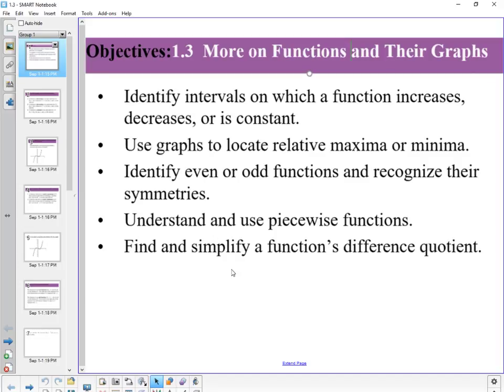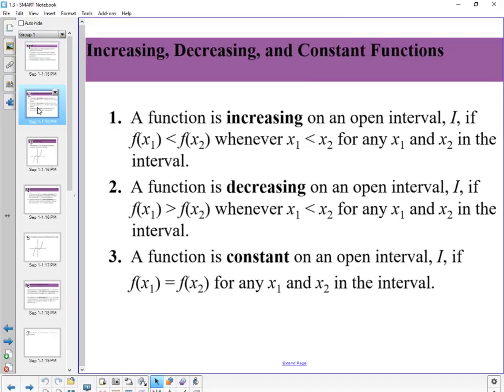All right, so our objective today is to talk more about functions. Yesterday we started with it, so these are the monotone functions. We're going to identify intervals in which the function is increasing, decreasing, or constant. Not a big deal. Use the graphs to locate relative minima or maxima. Identify whether it's even or odd. Understand the use of piecewise functions. You guys remember piecewise functions? No. They really are in pieces. And then finally, we simplify functions, difference of quotients. This last one I hope we really definitely get to. It's the beginnings of calculus.